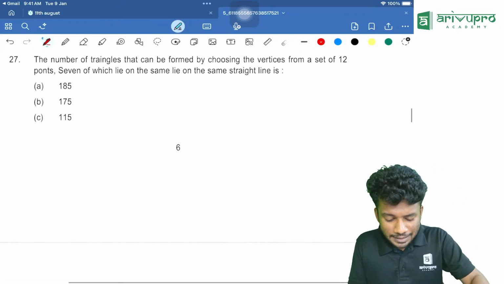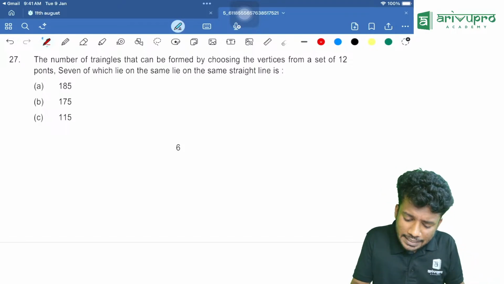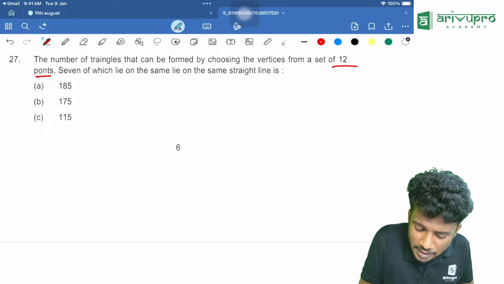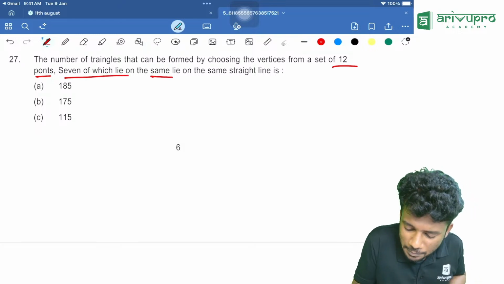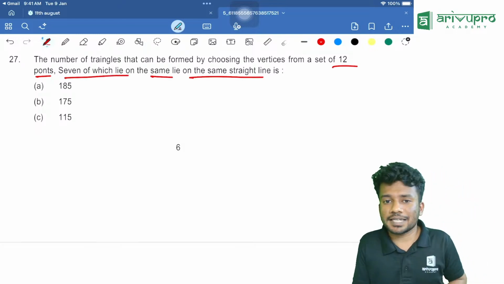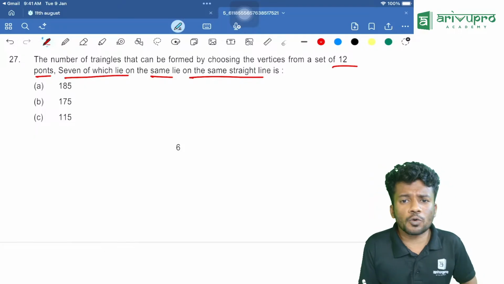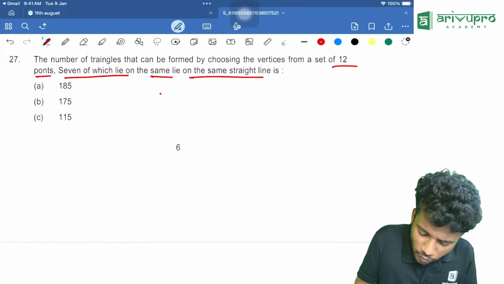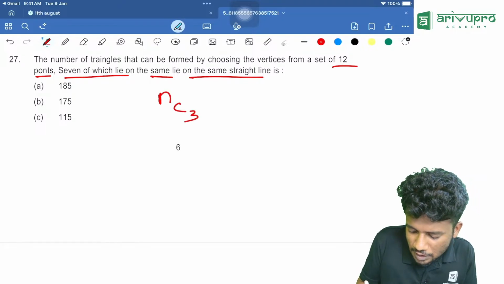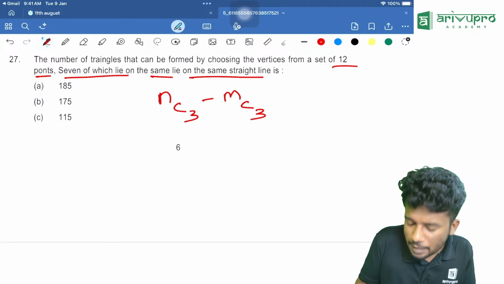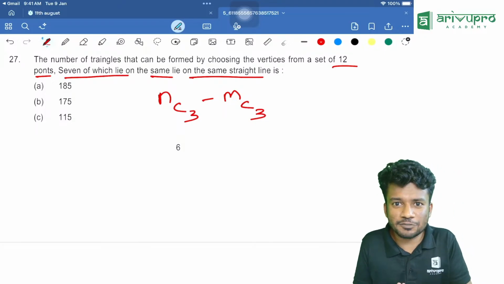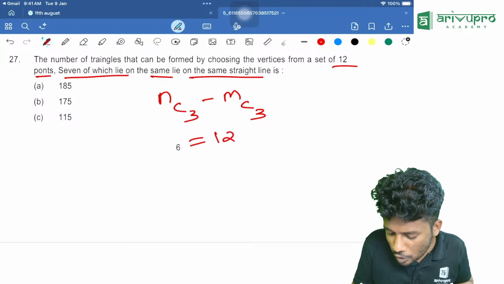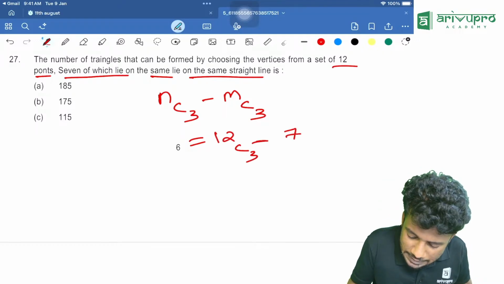Next question. The number of triangles that can be formed using the vertices from a set of 12 points, 7 of which lie on the same straight line. That means 7 of the points are collinear. We have a direct formula. So we will write it as nC3 minus mC3, where m points are collinear. We can directly use this formula. In my formula book, it's right there. That means 12C3 minus 7C3.